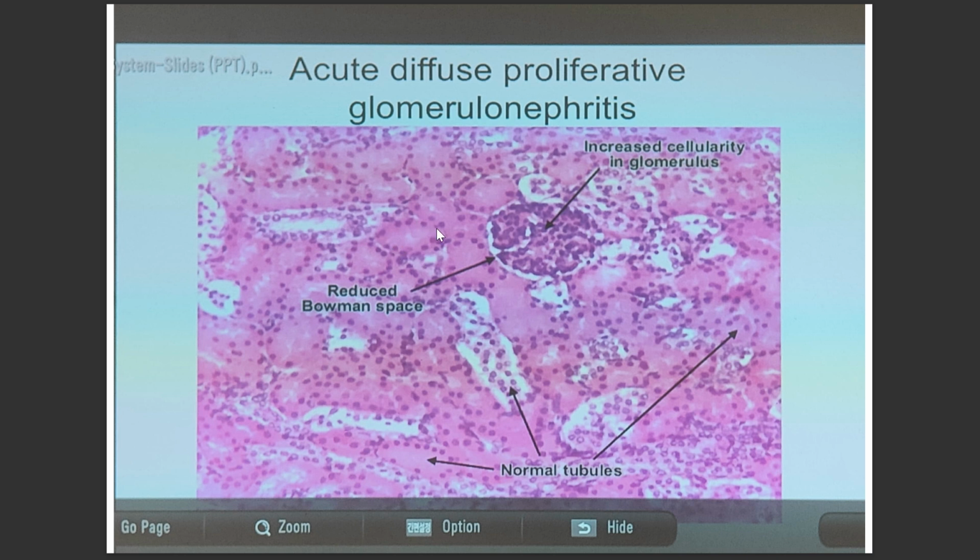because here you see the nuclei are lined in a row, in a series, and they are not disintegrated. You saw in the previous slide the nuclei were disintegrated, but here no necrosis has occurred. This nucleus is the indication that no inflammation or necrosis has occurred in the renal tubule, but inflammation has occurred in the glomerulus. So it is called acute diffuse proliferative glomerulonephritis.